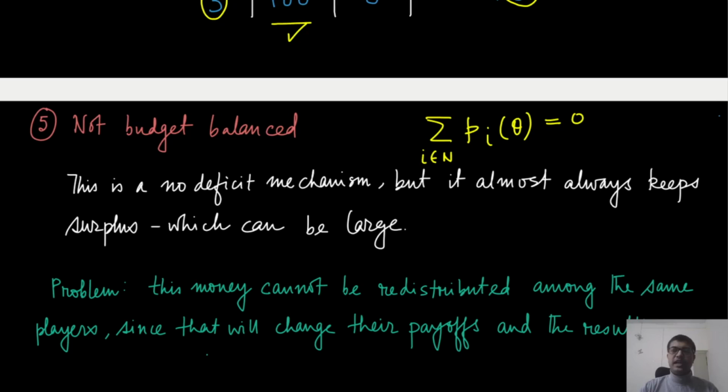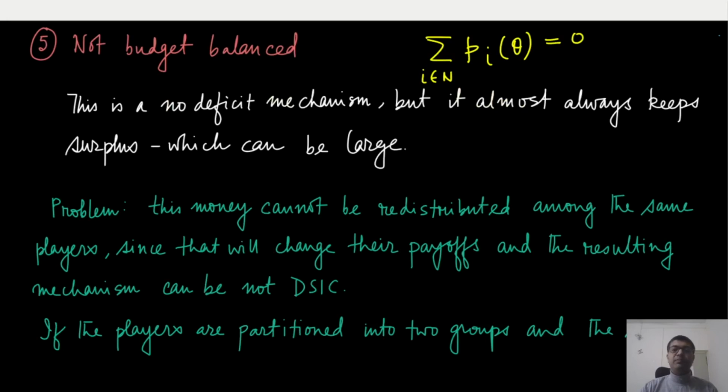You don't have any payments being less than zero, they are non-negative, but the sum of the payments can be very large. And you cannot say that we are going to redistribute this additional surplus to these players, because if you do that, then you are actually changing the payoffs of these players. And therefore this mechanism after redistribution is not going to be truthful.